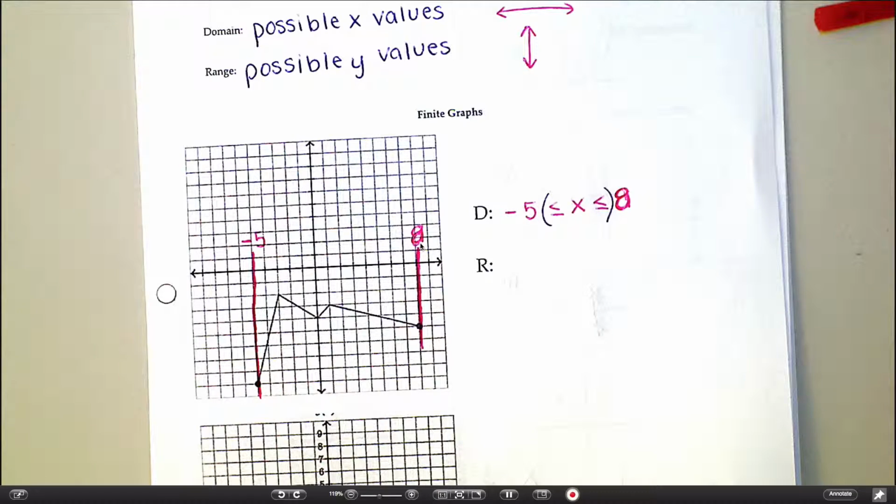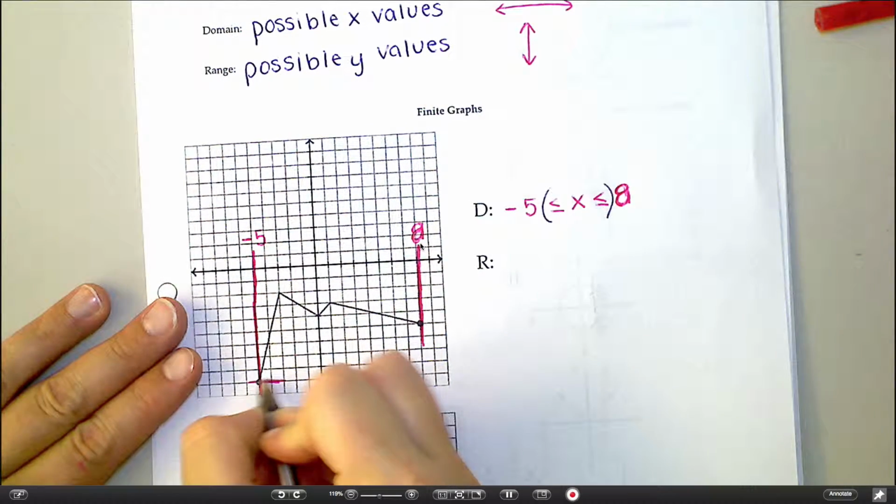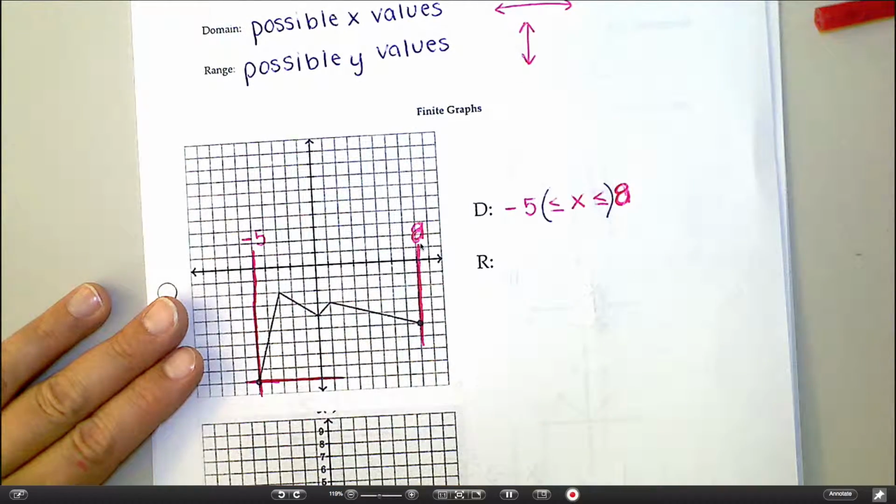When I'm looking at y, what am I looking at? I'm going up and down, right? So this time I don't want to say left point and right point. I want to say low point and high point. Let's find the lowest point on the graph and check with your partner. Lowest point, peek at each other's. You have this one? Lowest point. Highest point.